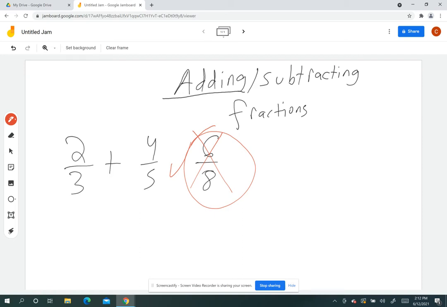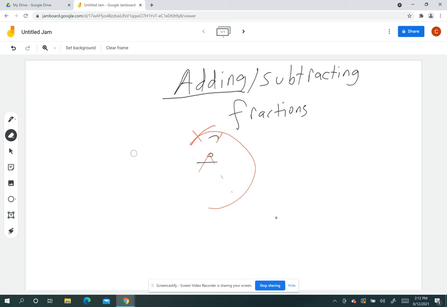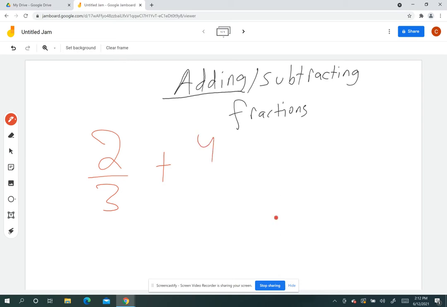Instead, you need to turn these denominators into the same number. You need a common denominator. So how do we do this? Well, 2/3 and 4/5, let's say. If I had 2/3 and I had 4/5, all I would have to do is find the common denominator. What we call that is our least common multiple. We want to find the number that 3 and 5 make that's the smallest it can be.